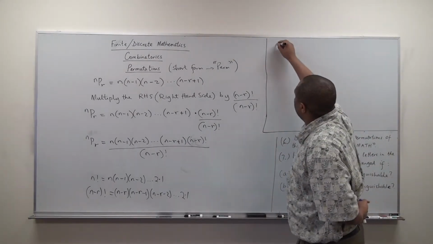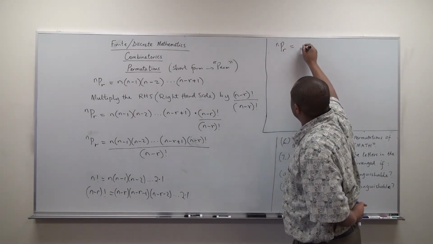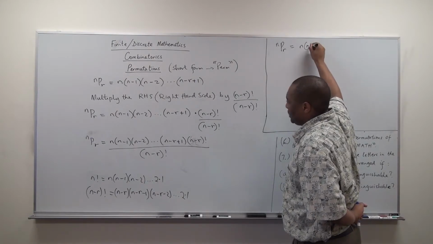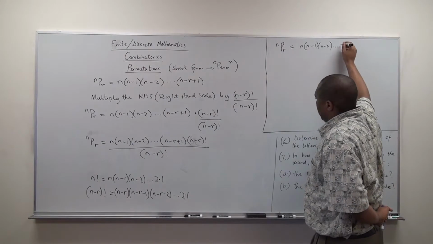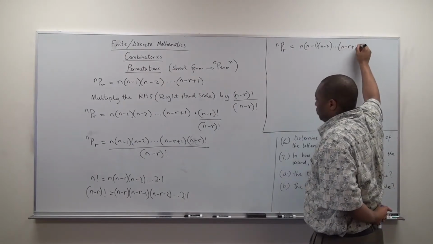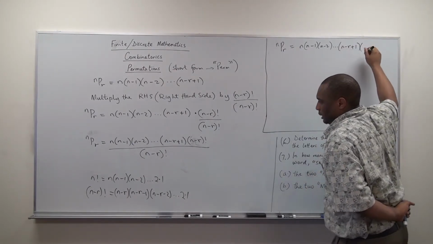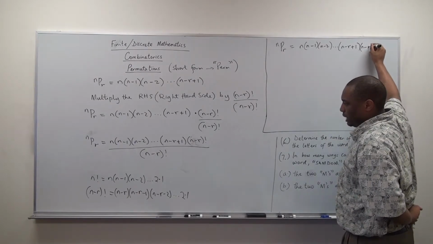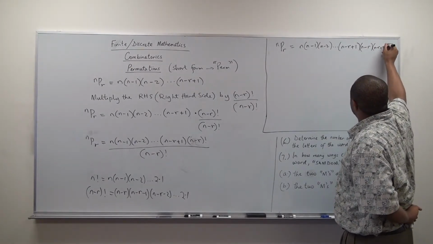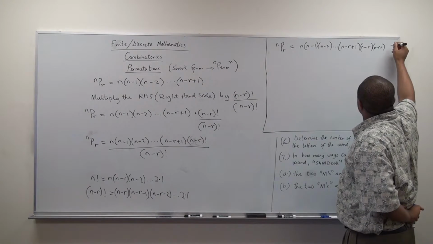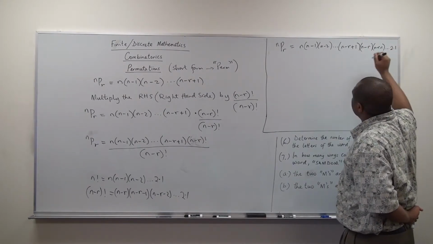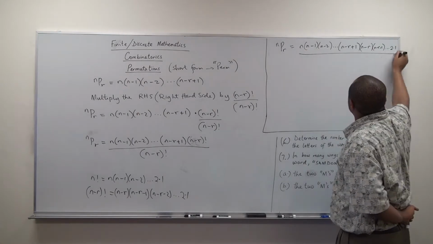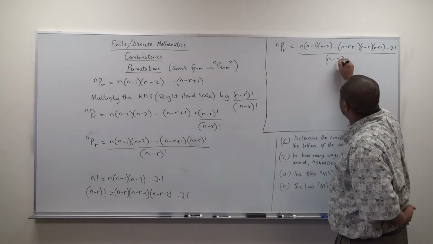We will now have that nPr is equal to n times n minus 1, n minus 2, up to n minus r plus 1, then times n minus r minus 1. You can do that up to 2 times 1, right? All over n minus r factorial.